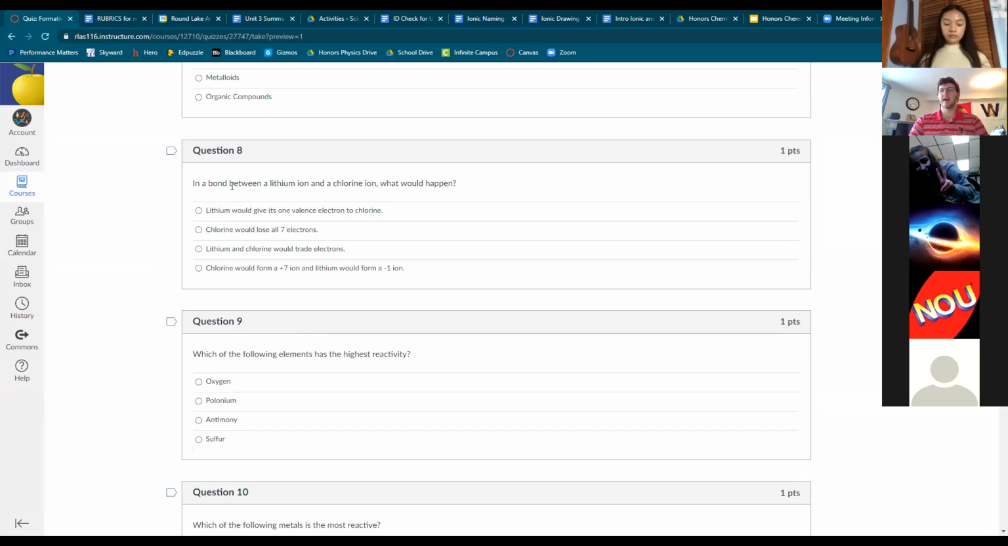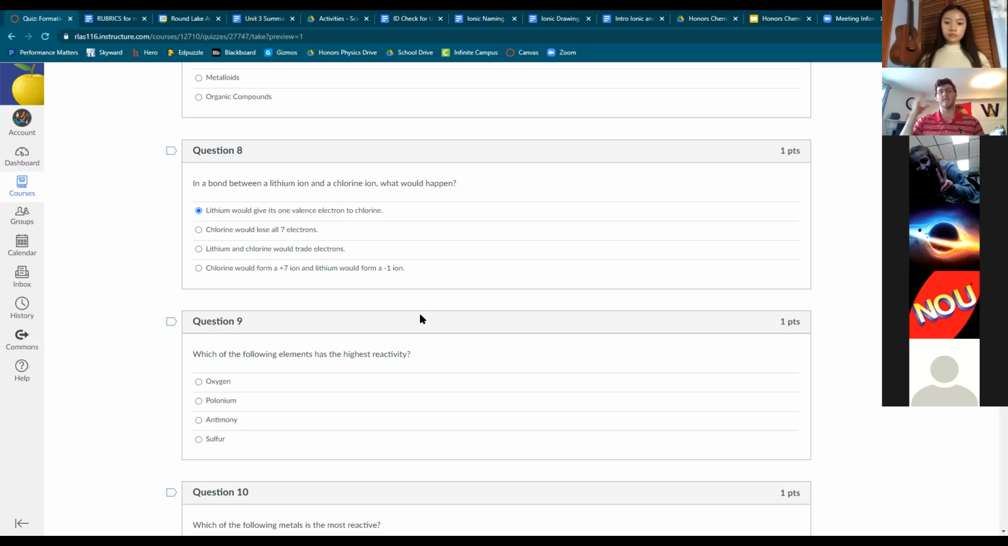Number 8, in a bond between lithium ions and chlorine ions, what would happen? So for this one, we know that our lithium wants to lose electrons and our chlorine wants to gain electrons. So our lithium would give 1 valence electron to chlorine. And that one's more just like a foreshadowing to our next unit on bonding, where that's going to be happening, and we should see that.